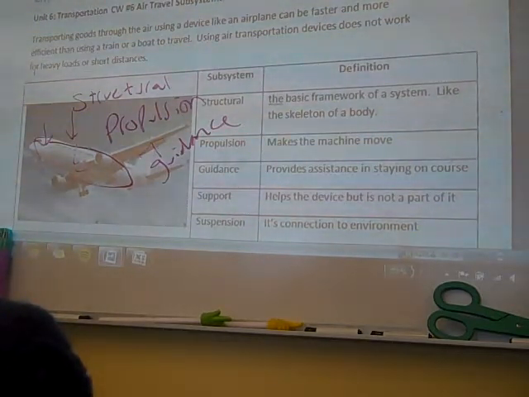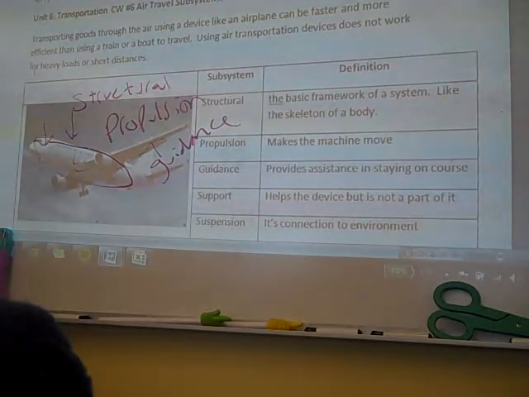Now we do support. Support subsystem. What is the definition? Love that Chris has his hand up again. Go ahead. Helps the device, but is not a part of it. Good. What is an example of a part of the support subsystem? In the air? Anywhere. Parking. Yep. Good. Like signs that tell them where to go in the lanes. No parking area. Yep, we already said that. Great. Okay. Anybody, you know the people with the orange vests at the front? Yes. Okay, all right, that is part of the support.